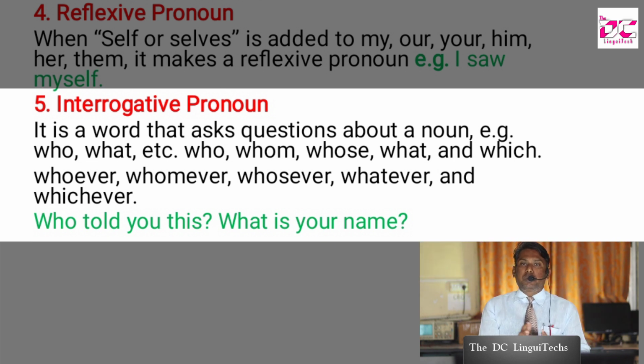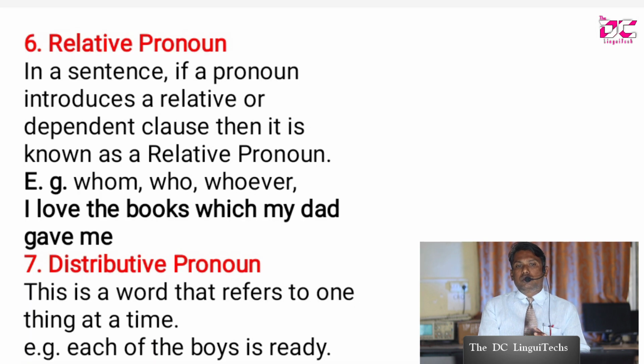Then we have relative pronouns. Relative pronouns look like interrogative pronouns, but they have relative clauses. Relative clause, something like this: who, whom, which. I love the books which my dad gave me. When I say which, there is no question at the end in the relative clause. But when it is an interrogative pronoun, there is a question mark at the end. When there is a relative pronoun, there is no question mark at the end. There is a full stop at the end, or you can call it a period. You can use who, whom, whoever, whichever, etc.